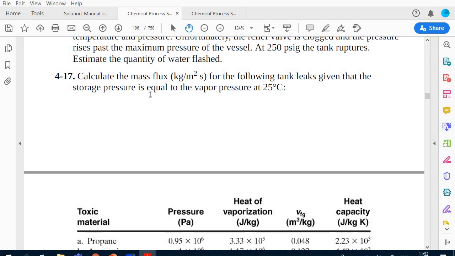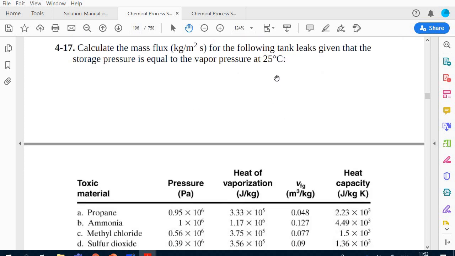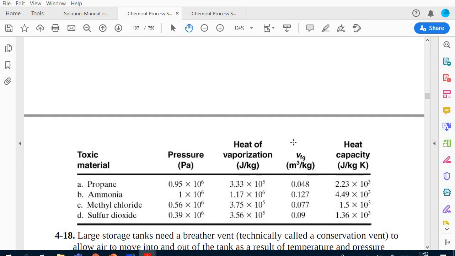Okay, so calculate the mass flux for the following tank leaks, given the storage pressure. So I have a storage pressure, that means there's a storage that is under pressure, okay?